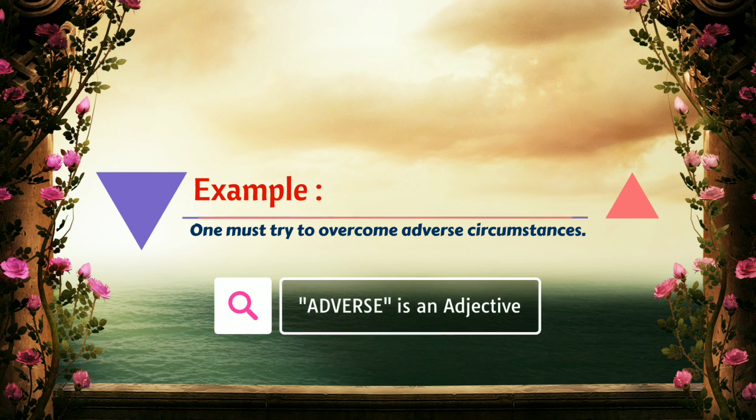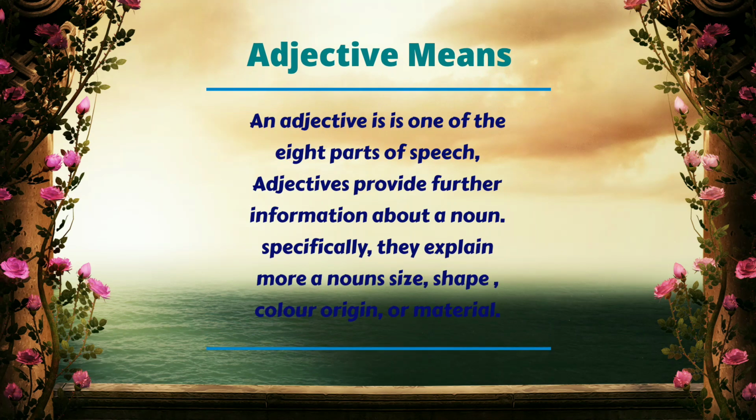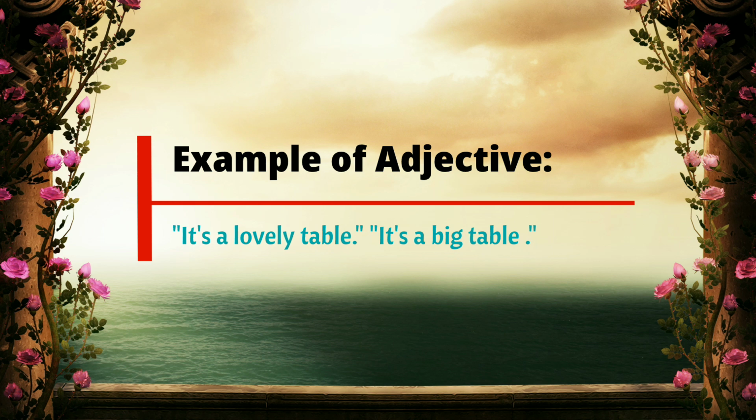Here, adverse is an adjective. An adjective is one of the 8 parts of speech. Adjectives provide further information about a noun. Specifically, they explain more about a noun's size, shape, age, color, origin, or material. Example: it's a lovely table. Did you see how big that dog was?